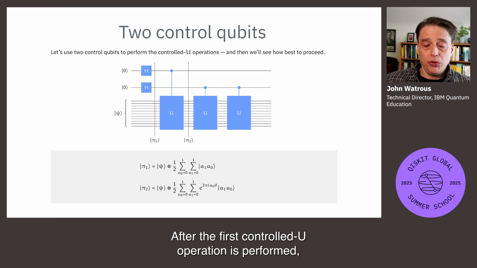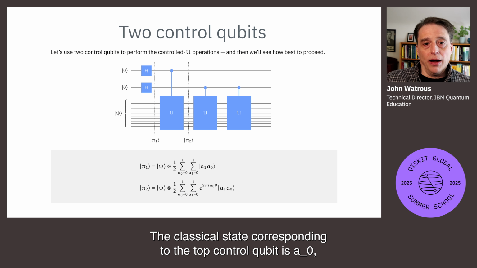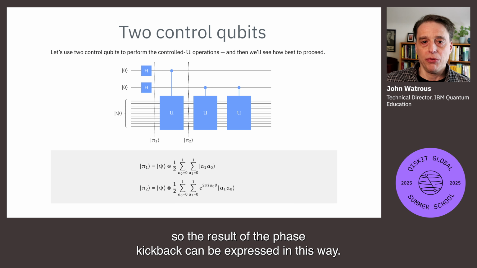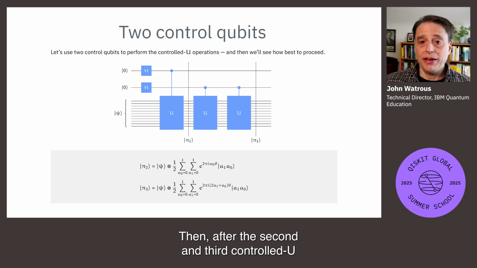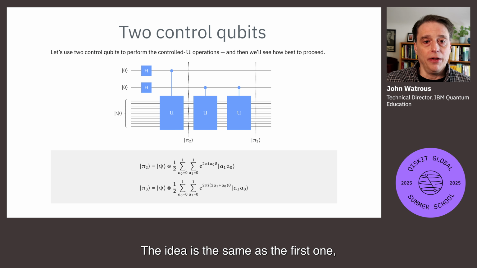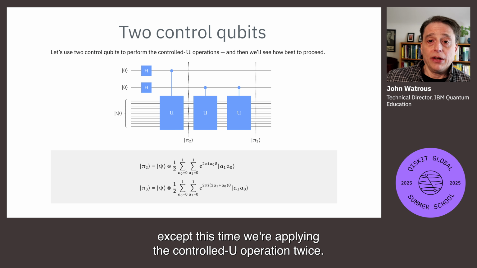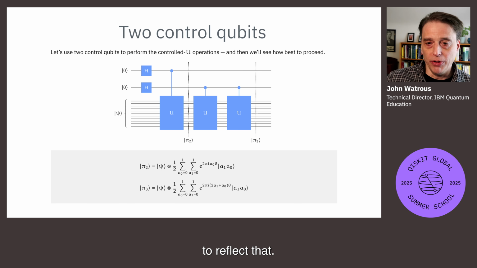After the first control U operation is performed, we'll obtain the state that's shown here. The classical state corresponding to the top control qubit is A0, so the result of the phase kickback can be expressed in this way. Then, after the second and third controlled U operations are performed, we'll obtain this state. The idea is the same as the first one, except this time we're applying the controlled U operation twice, so we multiply A1 by 2 in the exponent to reflect that.